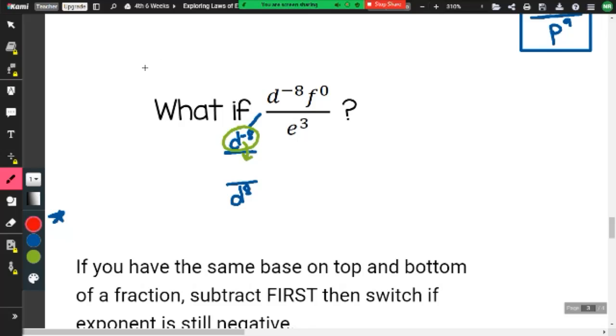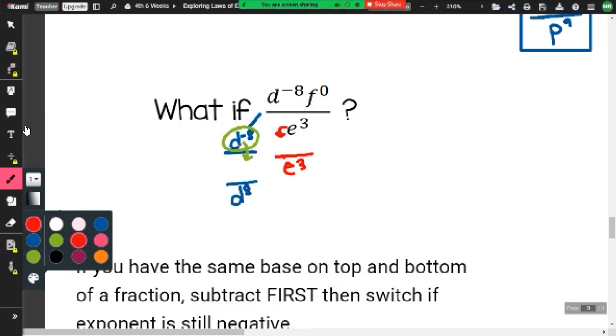Next letter in the alphabet is E. E cubed is currently at the top or the bottom of the fraction. So I'm going to write that down, E cubed. Do you think I need to do anything with E cubed? No, because it's already positive. I don't have another E up here to where I'm going to have to subtract. I can leave this one alone.